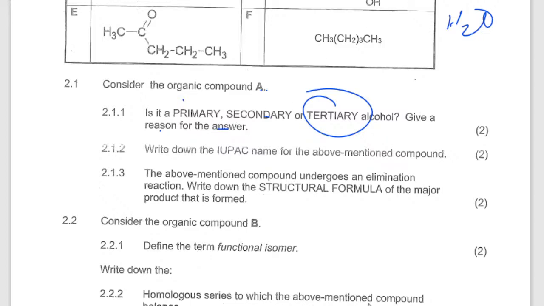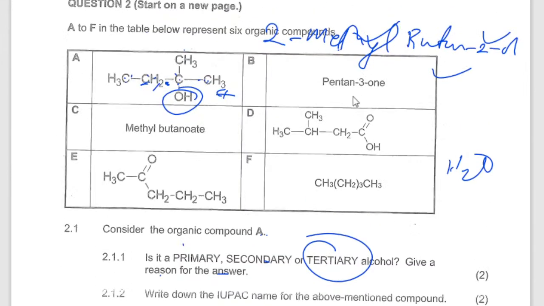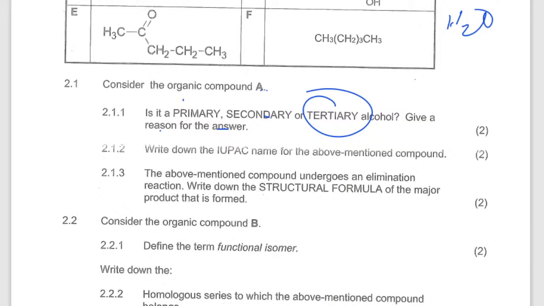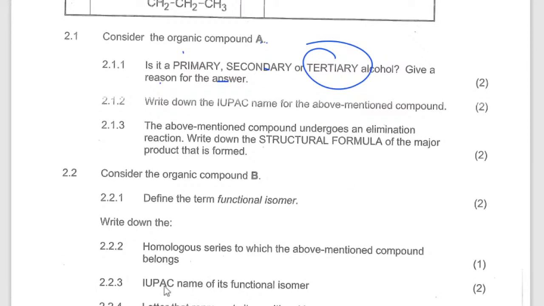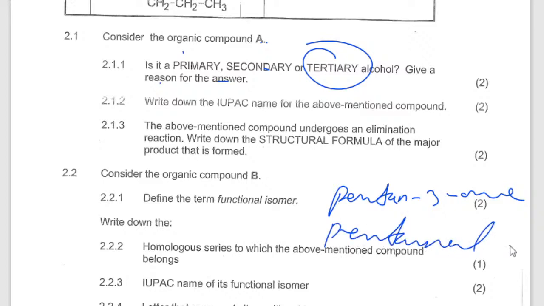Homologous series to which the above mentioned compound belongs. Compound B is a ketone, so it belongs to ketones. Then they are asking for the IUPAC name of the functional isomer. If it is pentan-3-one, then the functional isomer is going to be an aldehyde, which is pentanal.